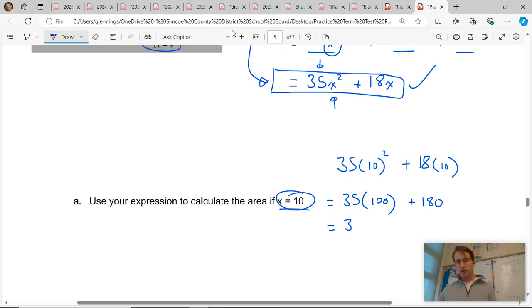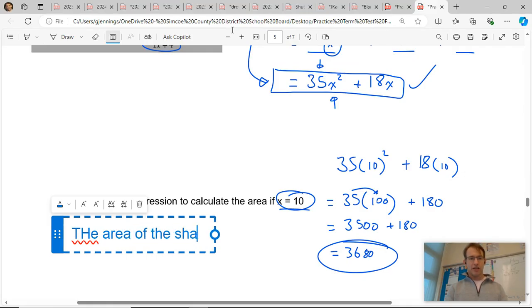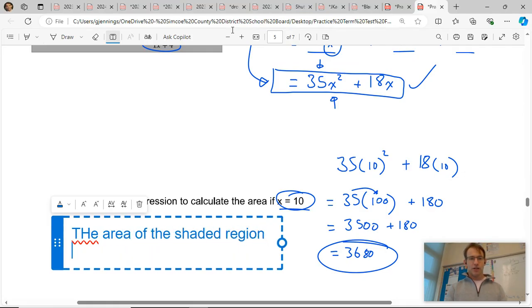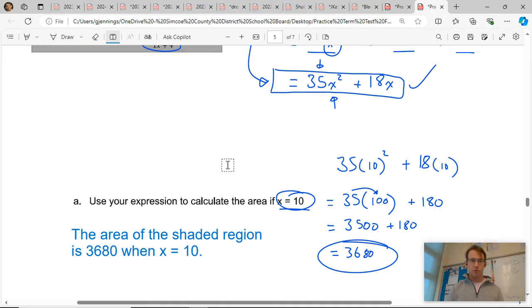And then this is 3,500 when I do this multiplication, plus 180. That's 3,680. There. Let's have a little statement. The area of the shaded region is 3,680 when x equals 10. Oh man, if I see that statement after you do all that work, I am like, this is a student that knows what's going on.